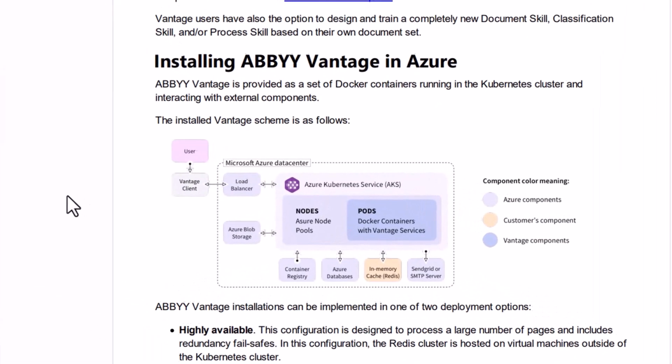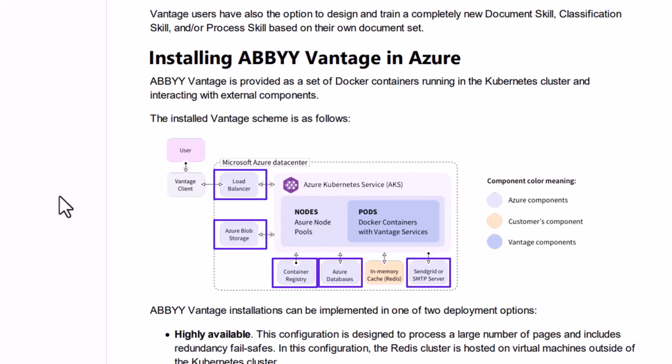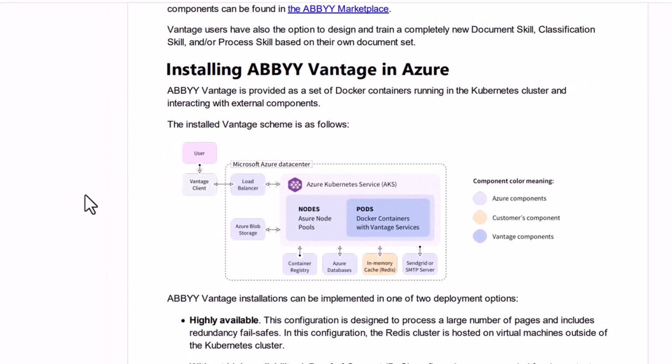So let's take a look at the Vantage installation schematic and see what components must be deployed to prepare the infrastructure for Vantage deployment. As you can see, all the infrastructure parts are deployed on Azure, including a load balancer, blob storage, container registry, SQL Server and database, and for an email service, you can either use SMTP Server or Azure SendGrid. We will go with the SendGrid option in this demo.